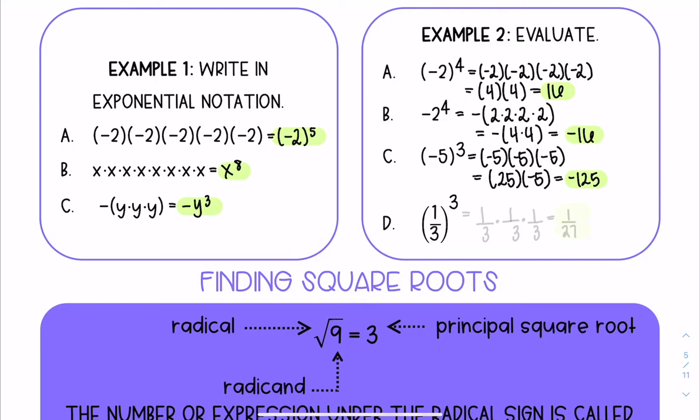And 1/3 cubed. That's like having 1/3 times 1/3 times 1/3. And remember, we multiply across the top and bottom. And so 1 times 1 times 1 gives me 1. And 3 times 3, which is 9, times 3 gives me 27.